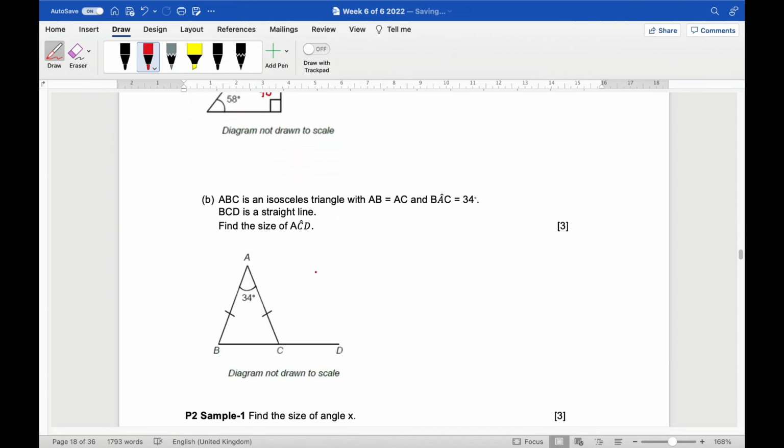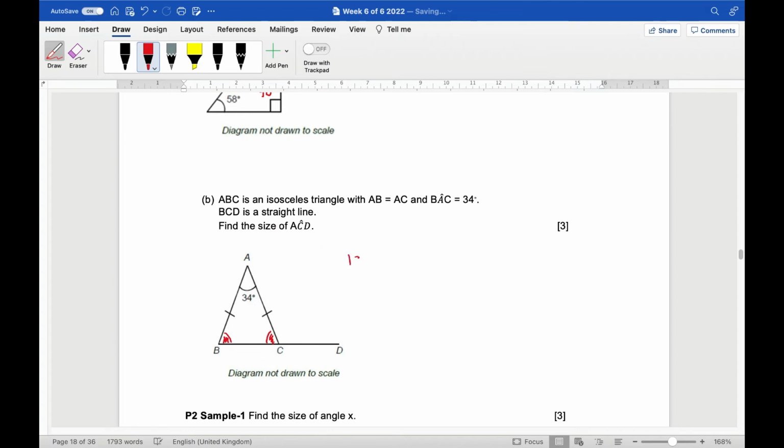In an isosceles triangle, this is important even for circle theorems, two sides are equal and two angles are equal. So if you have a triangle where two sides are equal, then two angles are equal, or vice versa. If you're given a triangle with two equal angles, then there are two sides equal. They still add up to 180, okay?